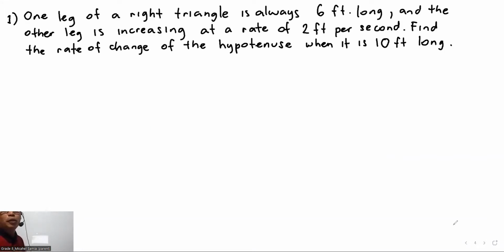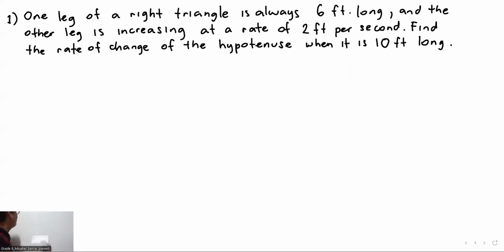I'll be solving the first problem, Josh. We are going to solve only problems pertaining to triangles for today. So the first problem, let's start. It states that one leg of a right triangle is always 6 feet long, and the other leg is increasing at the rate of 2 feet per second. Find the rate of change of the hypotenuse when it is 10 feet.